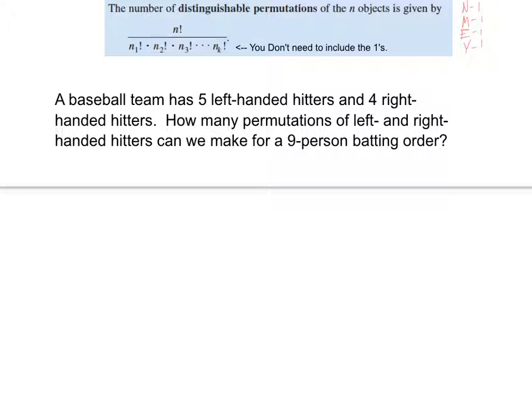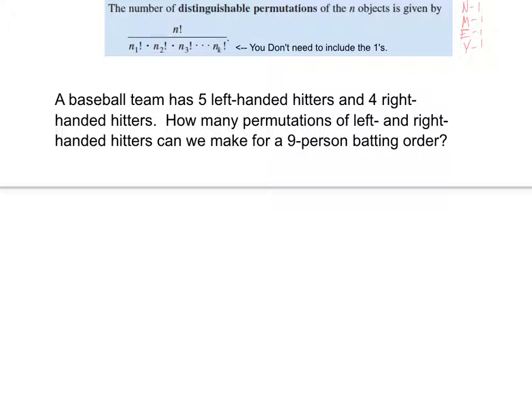All right, anyways, a baseball team. The batting order has 9 players that can hit. All right? So we have 5 left-handed hitters. How many of you are left-handed? You are? All right, cool. I'm left-handed too. How many of you are right-handed? I assume the rest of you. Okay. None of you are going to be famous.